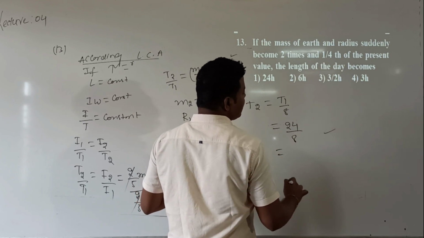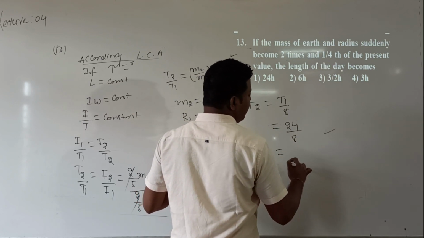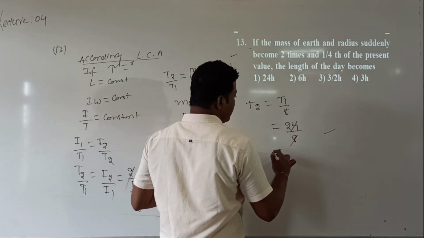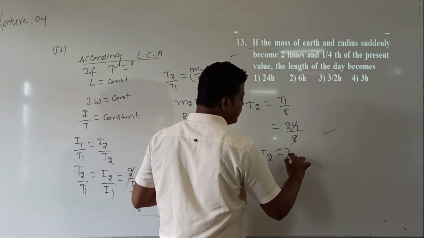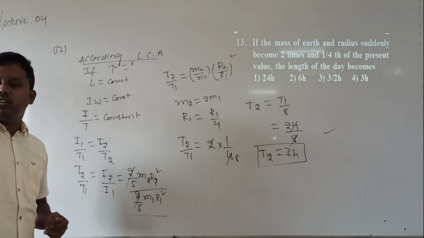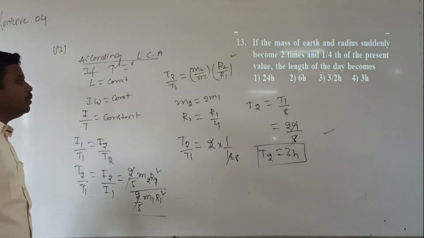So then what answer do I get? 8 1s are 8, 3s are 24. So t2 value will become 3 hours. Understood? This is according to the law of conservation of angular momentum.